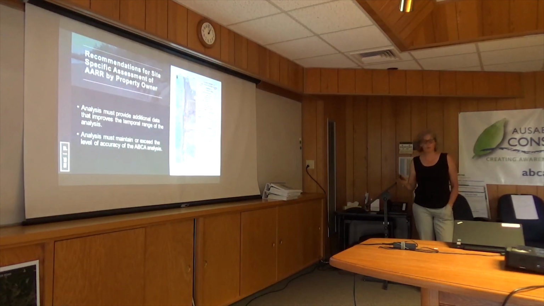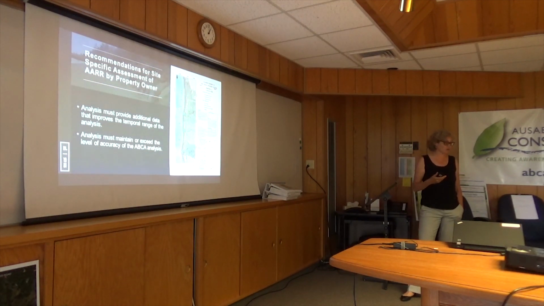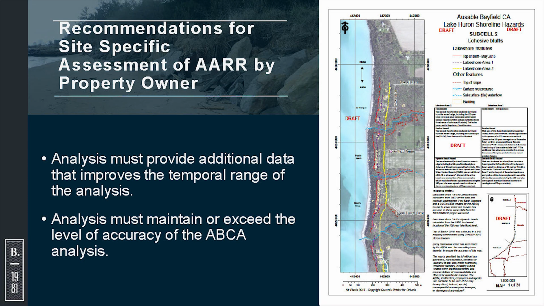And then we also provide recommendations for a site-specific assessment if a property owner feels that they want to do a more detailed assessment of their property to come up with their own average annual recession rate, which I think has come up in the past. There's really not much reason that they should be doing that. The Conservation Authority has done a really good job looking for the best data and doing a professional analysis of the recession. But in the event that somebody does want to do their own comparison, then they would have to have additional data that extended the temporal range. So either they were maybe going back and getting the 1955 photo, or they've got a newer survey since 2007 that they want to use, right?